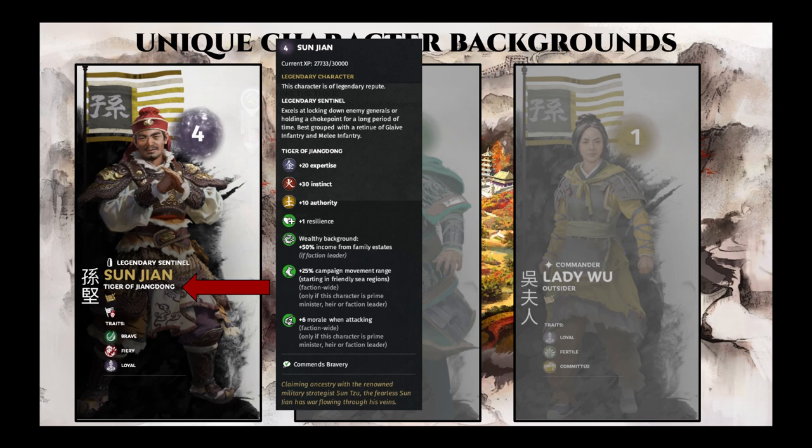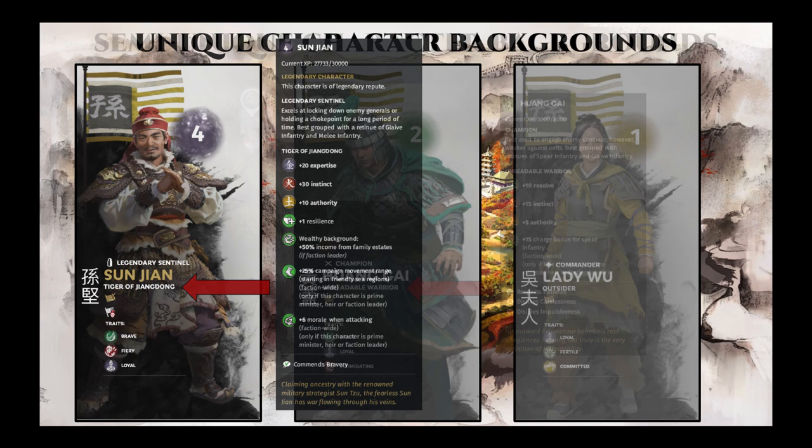Aside from this, this background gives him an additional level of resilience, thus allowing him to become wounded twice on the battlefield before technically dying. Additionally, he is given a wealthy background bonus that adds 50% to income from family estate if he is a faction leader, 25% extra movement range if starting the turn in the friendly sea regions, and 6 extra morale to all units when attacking. Lastly, being the Tiger of Jiangdong, he commands bravery and gets along with other characters who also command bravery.